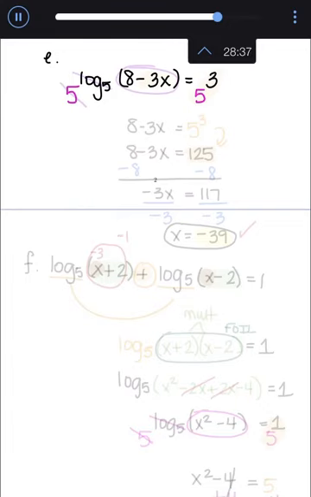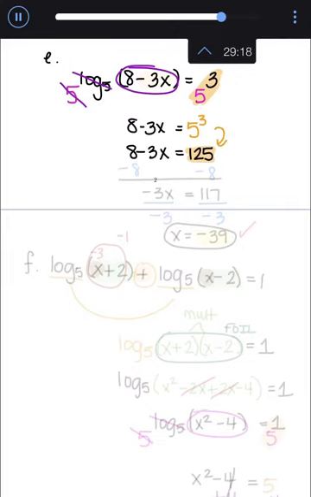So what this does on the left-hand side is the log base 5 and 5 cancel out, leaving you with the 8 minus 3x. And by using a base of 5, your right-hand side becomes the exponent, so be careful. It means that right-hand side here is 5 to the third power. Not 5 times 3, 5 to the third power. Which, if we do that, is 5 times 5 times 5, which is 125. That is what 5 cubed becomes.